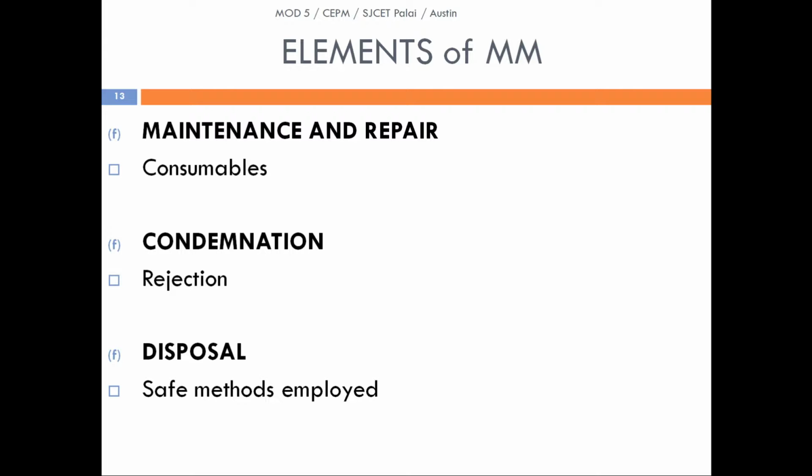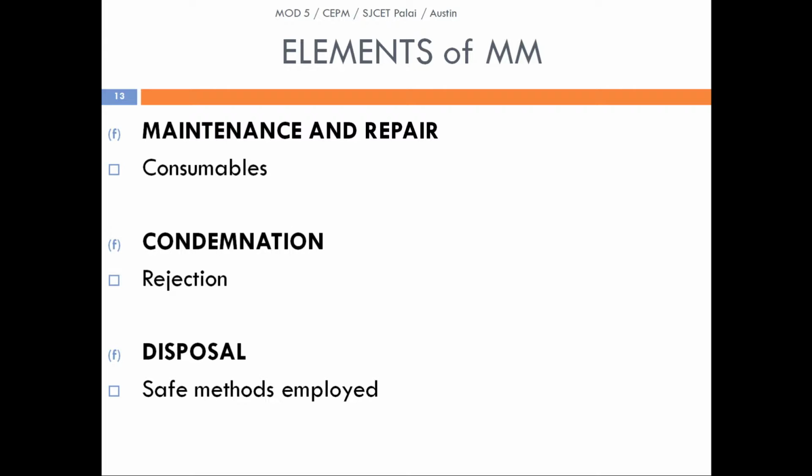So those are the differences between the push method and pull method, how the material is to be released from the area of storage. The next one will be maintenance and repair. So once the direct materials are being processed, there may be some maintenance or repair required for the indirect materials or the spare parts which make this process happen.